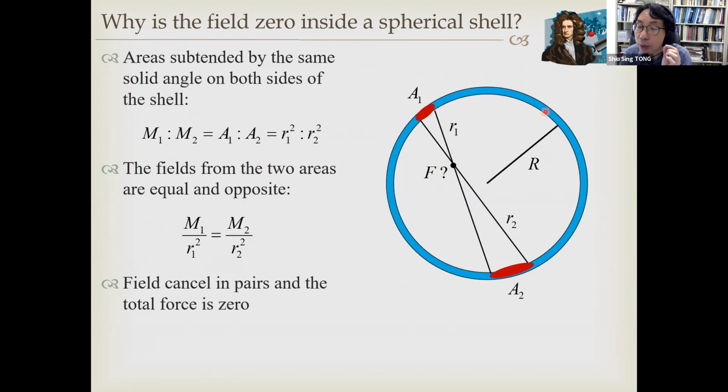And I can imagine the shell to consist of a lot of such pairs on both sides. In each pair, the gravitational forces cancel. All the gravitational force will be canceled in pairs, and eventually the force at this position will be zero. So that completes the proof. That is Newton's proof.